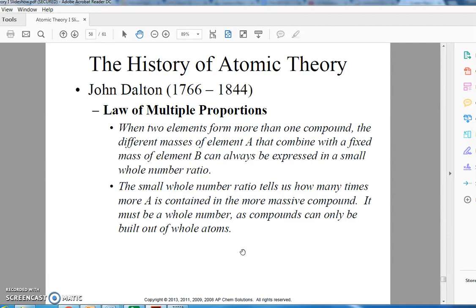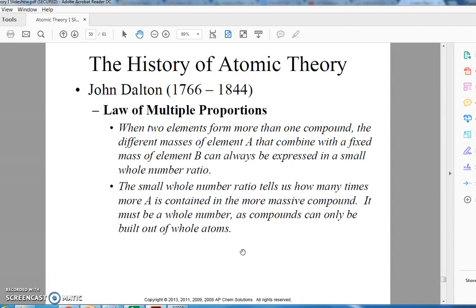And that says when two elements form more than one compound, the different masses of element A that combine with a fixed mass of element B can always be expressed as a whole number ratio. Okay, let's try to make sense of that. So two elements form more than one compound. For example, hydrogen and oxygen. They form water, and they also form hydrogen peroxide. Two compounds that have those same elements. The different masses of element A that combine with a fixed mass of element B can always be expressed in a small whole number ratio.